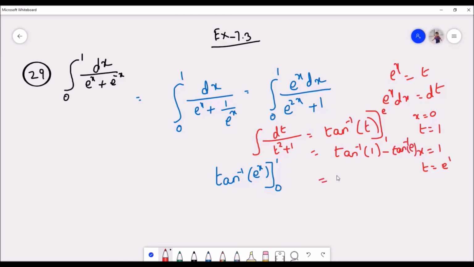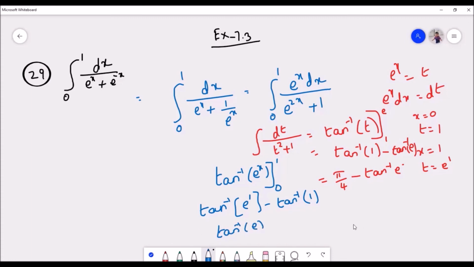The tan inverse of 1 is pi by 4. So pi by 4 minus tan inverse of e. This is one way of giving the answer. Or if we are going back with x, we can substitute the limits: tan inverse of e power 1 minus tan inverse of e power 0, which is 1. So the answer is again tan inverse of e minus tan inverse of 1, which is nothing but pi by 4.